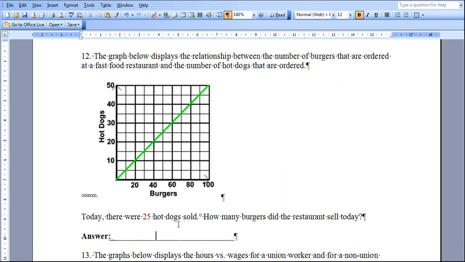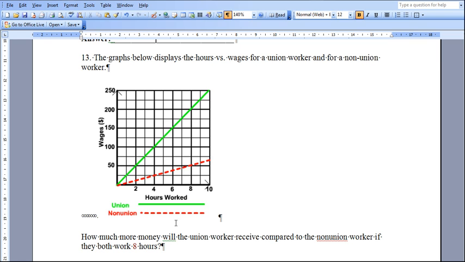That's the answer on this one. Let's do one more. The graph below displays the hours versus wages, which is the pay, the money you get when you work. It displays the hours versus wages for a union worker and for a non-union worker.